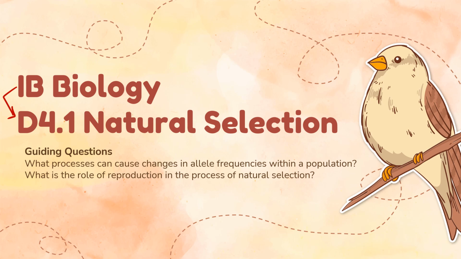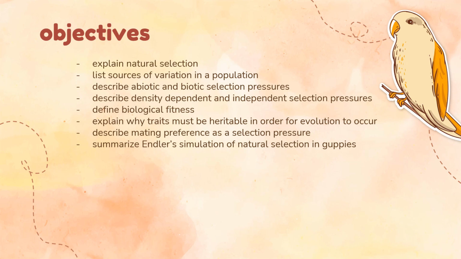Our guiding questions are: what processes can cause changes in allele frequencies within a population, and what is the role of reproduction in the process of natural selection? Our objectives: we are going to explain natural selection, and talk about some of the sources of variation in a population that are required for natural selection to occur.